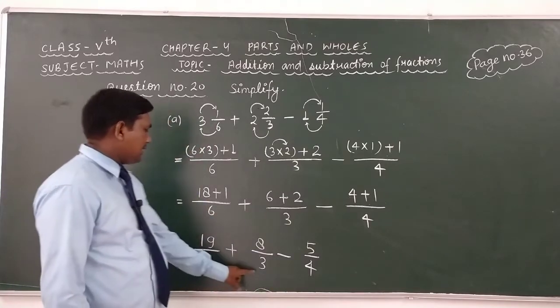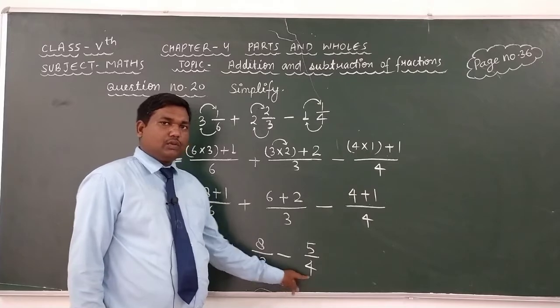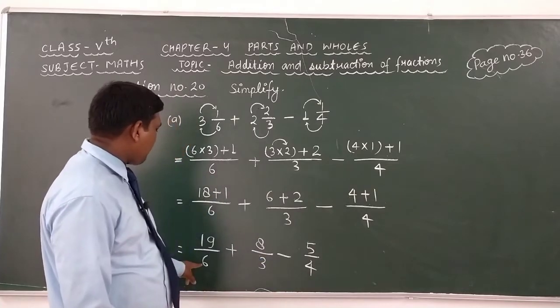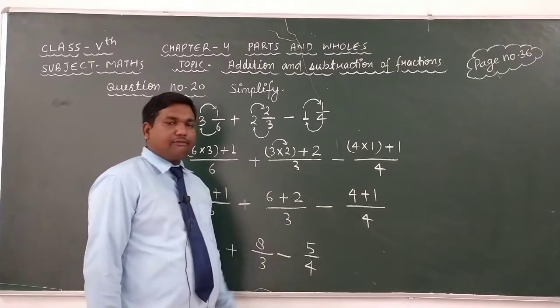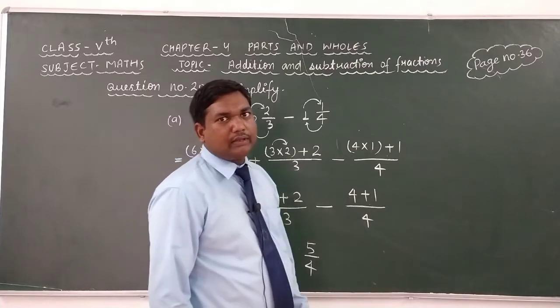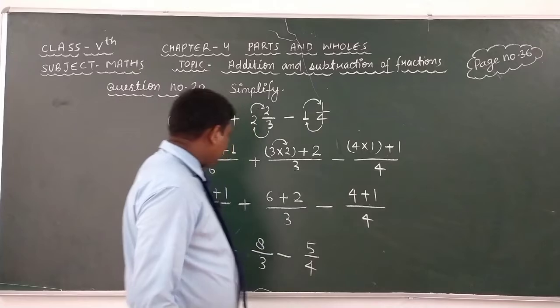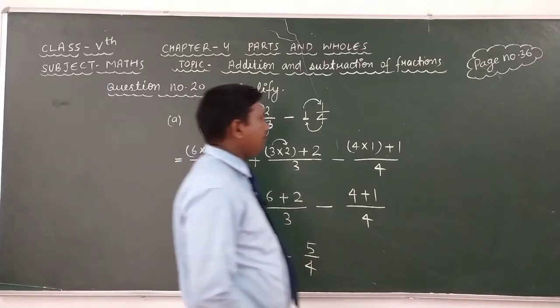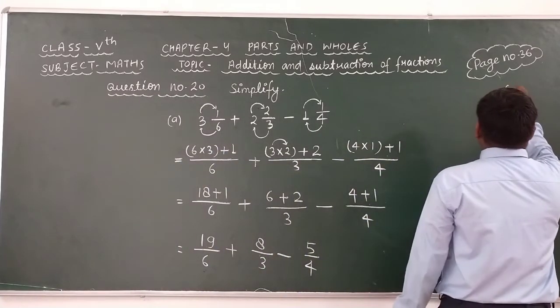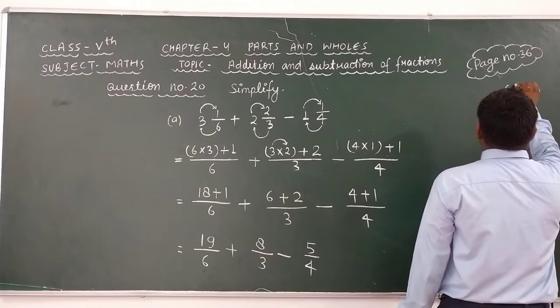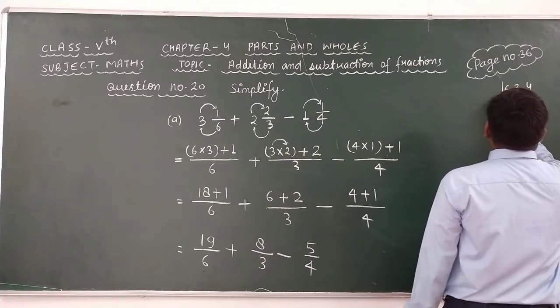Okay students, look at denominator part. Here given that 6, 3 and here 4. Dear students, 6, 3 and 4 are not the same denominator. Therefore we can take the LCM of 6, 3 and 4. Here we have to take the LCM of 6, 3 and 4.